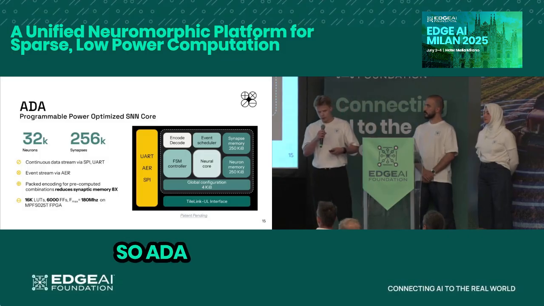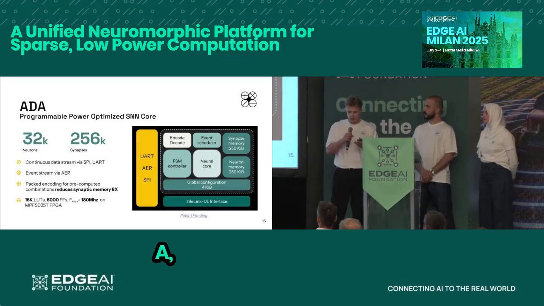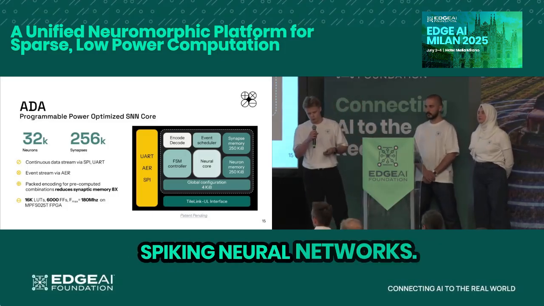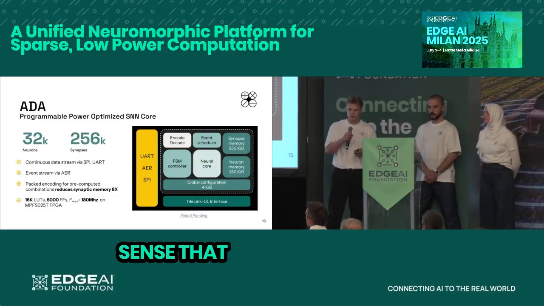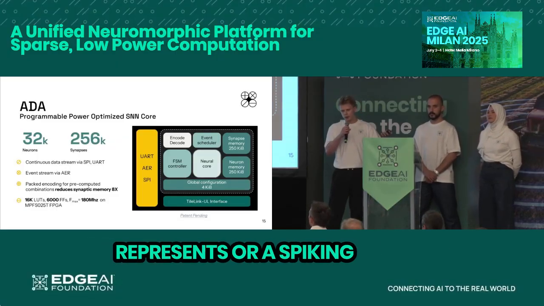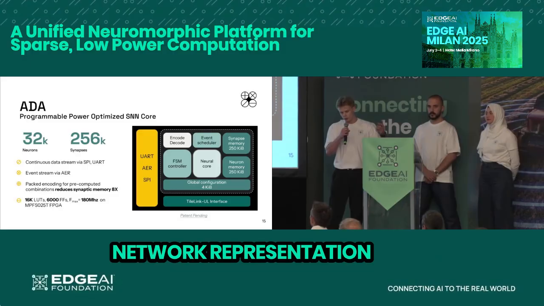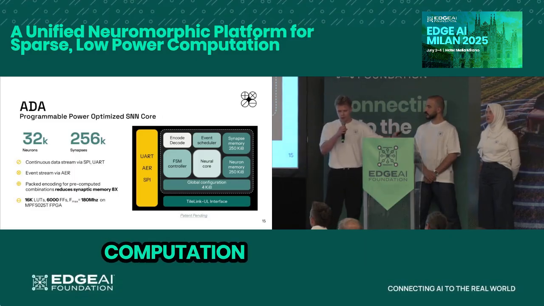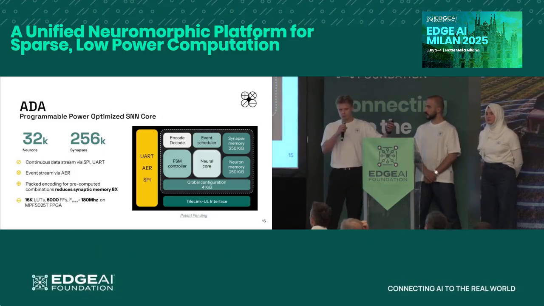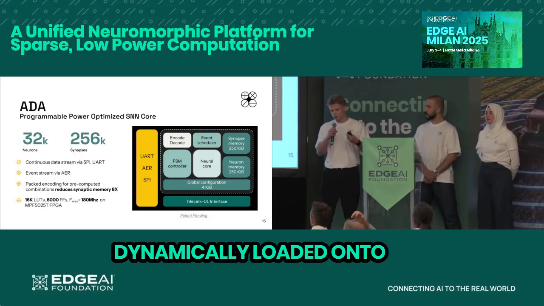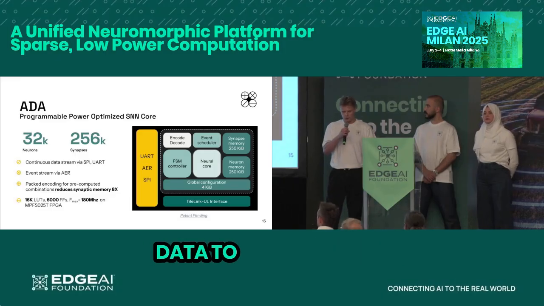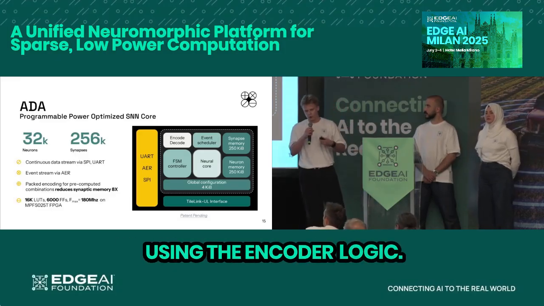So Ada, at its core, is an engine for executing these interval-coded spiking neural networks. It's fully programmable, in the sense that a spiking neural network representation using this interval coding framework, which represents some class of computation, can be dynamically loaded onto this device. And we provide standard interfaces for moving data to and from the chip using the encoder logic.